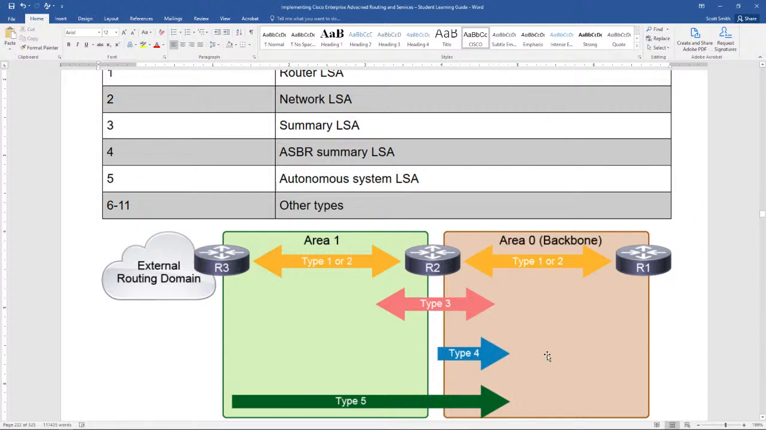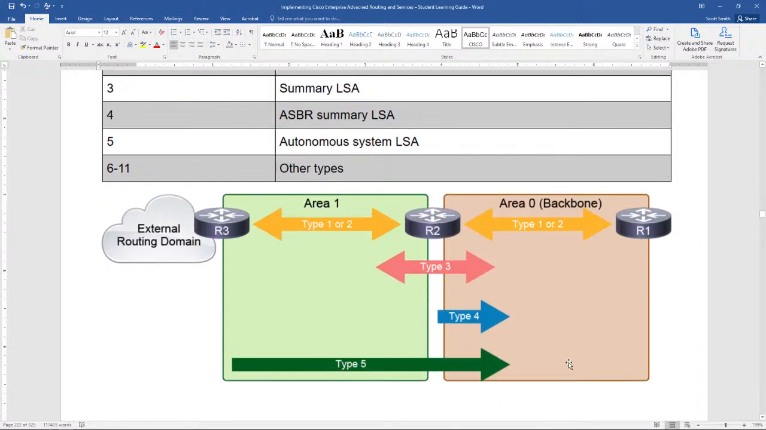So the important concept here is there's basically three things that you want to learn when you're talking about different LSA types. Number one, who generates that LSA? Who is responsible for generating that LSA? Number two, what is the scope of that LSA? Where does that LSA propagate to? And number three, what is the purpose of the LSA? What is its use? What does it describe in the topology from a link state perspective? And that's really what we are trying to determine in this particular case.